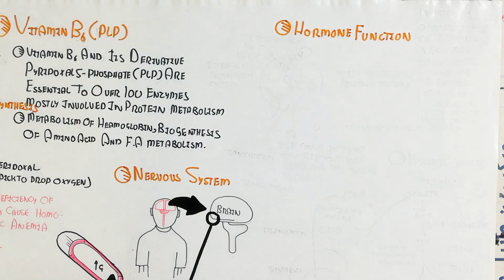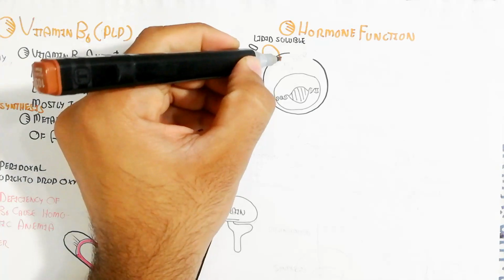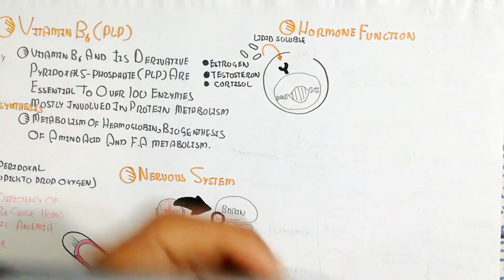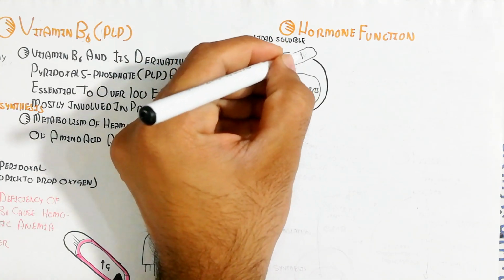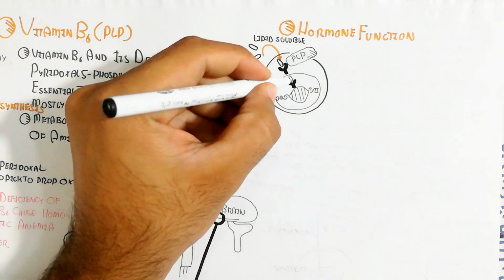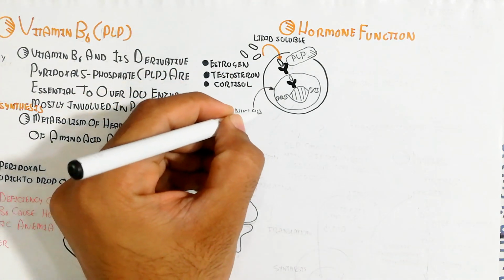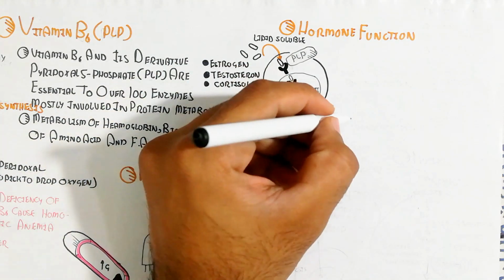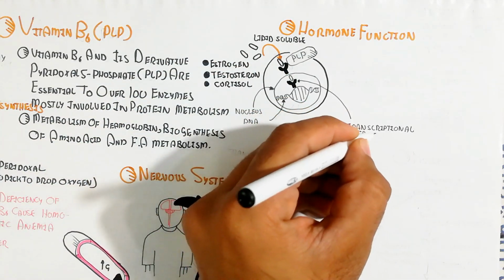While for hormone function, the lipid soluble hormones like steroids, estrogen, testosterone, and cortisol, as well as progesterone, will directly enter into the cell, into the cytoplasm, and bind with the nuclear receptor. PLP is the helper, a coenzyme, that will work to become a transcription factor, and in this way the transcription factor will bind with the DNA.